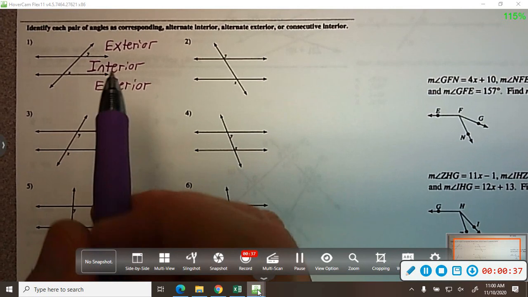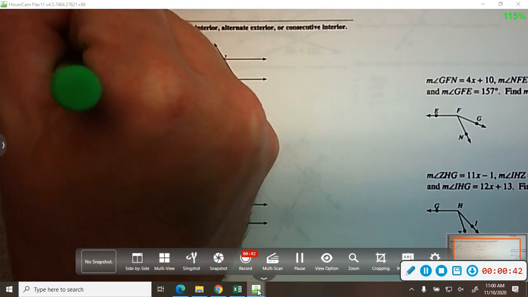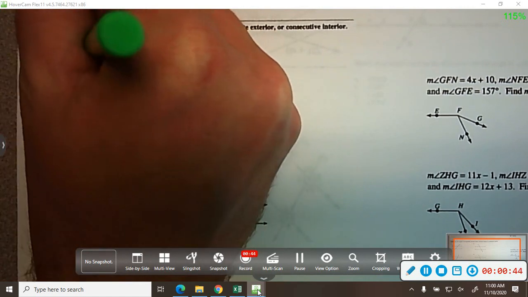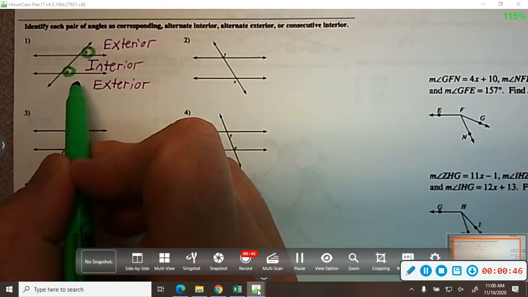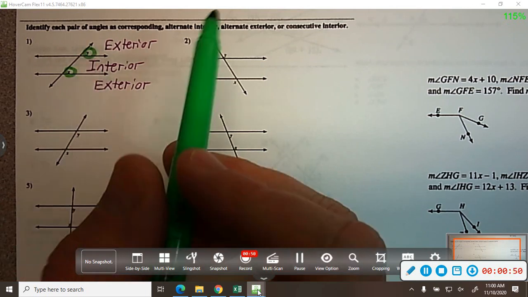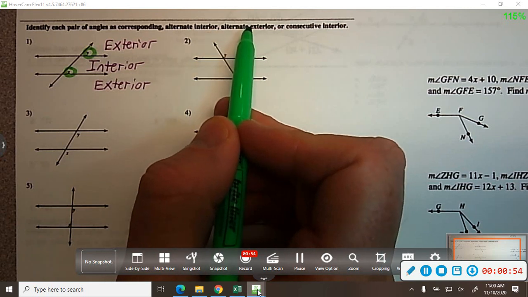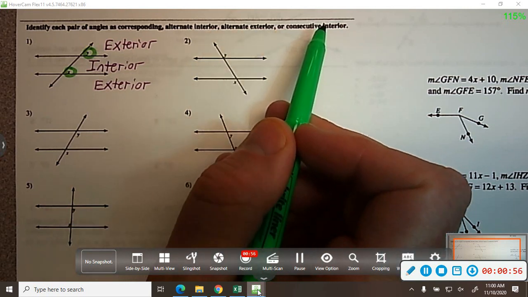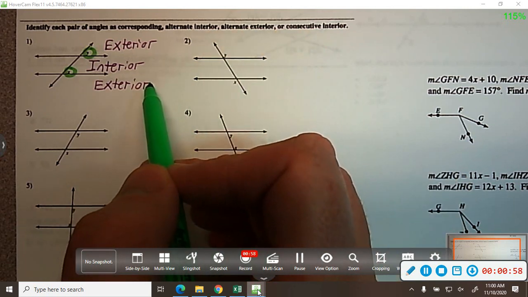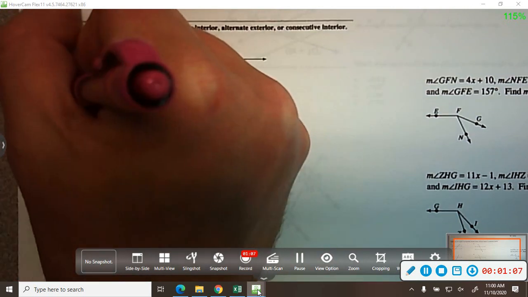So on the first problem, we're asking about this and this. Notice X is inside, Y is outside. So it cannot be alternate interior, it cannot be alternate exterior, it cannot be consecutive interior because you got one inside, one outside. They're actually called corresponding because they're in the same spot. So I would say angle X and Y are corresponding.